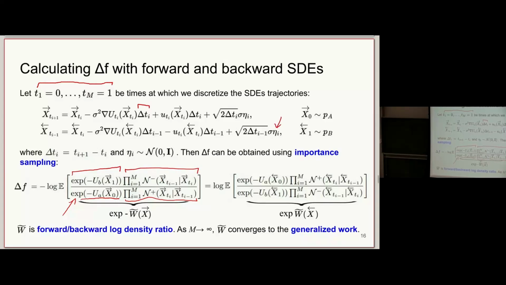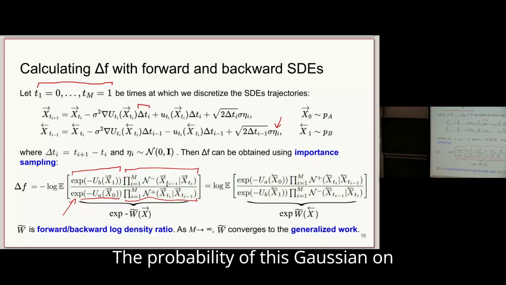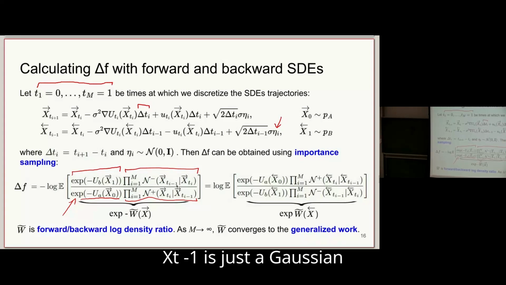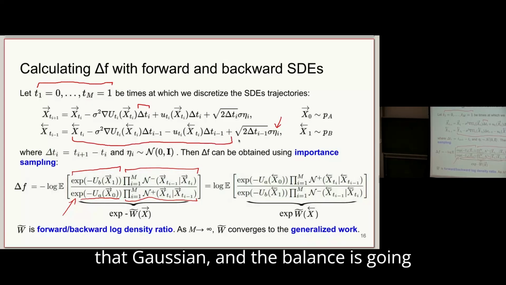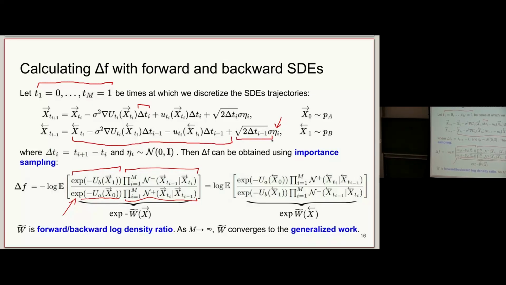Okay? So the probability of this Gaussian on x_{t-1} is just a Gaussian with mean this. This would be the mean of that Gaussian, and the variance is going to be this. Okay?